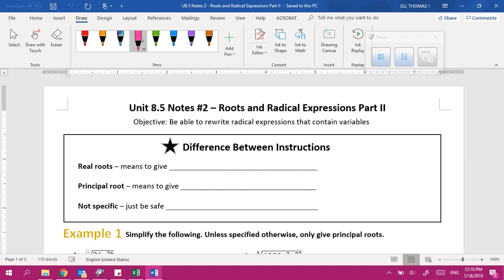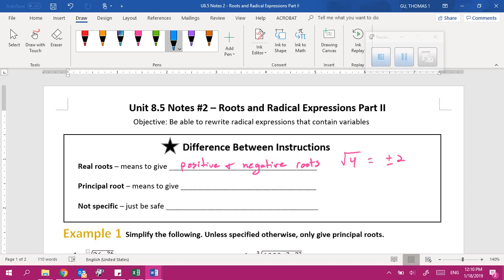that means that they're looking for you to give the positive and negative roots. Alright, so the real roots are positive and negative roots. So for example, if we asked you to give me the real roots of square root of 4, what would that answer be? Plus minus 2, right, because that's the real roots, positive and negative.